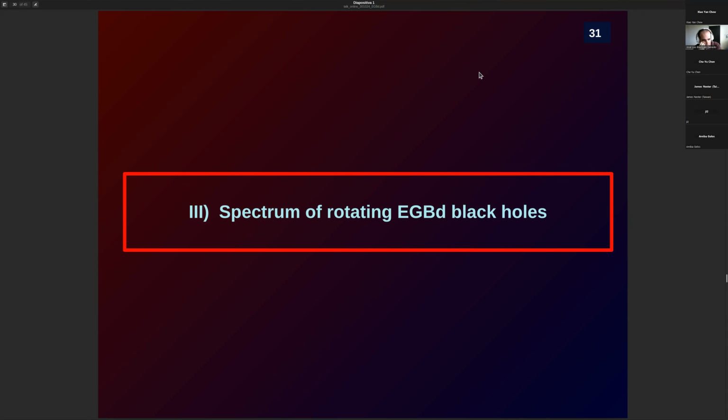So now I show you how to use this method to obtain, or at least to attack the problem, and how it works for Kerr. Now let's go to what we were initially doing, which is the rotating Einstein-Gauss-Bonnet-dilaton black hole. So in principle, same idea, so I don't need to repeat much.